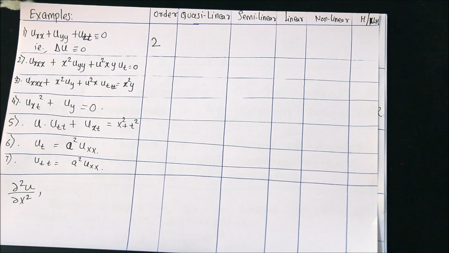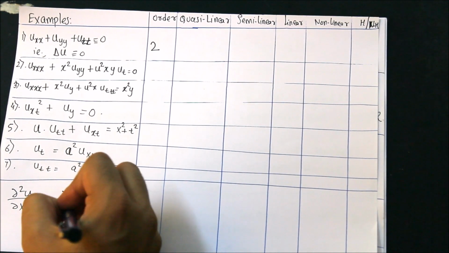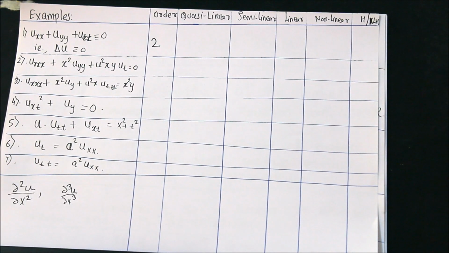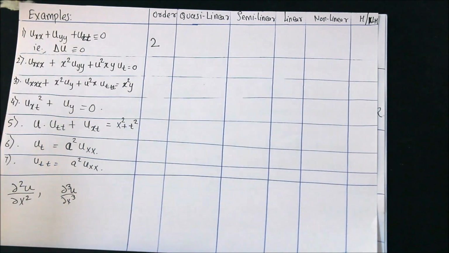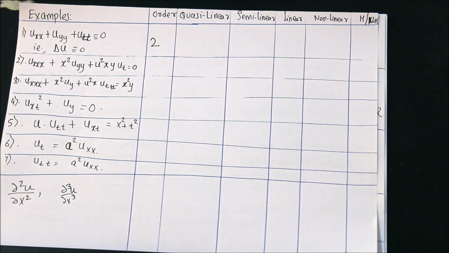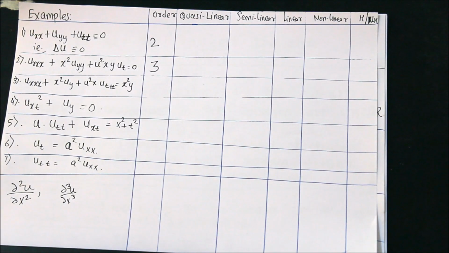Let's go for the second one. The first term is uxxx, which means del cube u upon del x cube. That means I'm differentiating u with respect to x thrice, plus x square uyy plus u square xy ut is equal to 0. As we can see, this is third order, this is second order, and this is first order. So what is the highest order occurring? The highest order is 3.